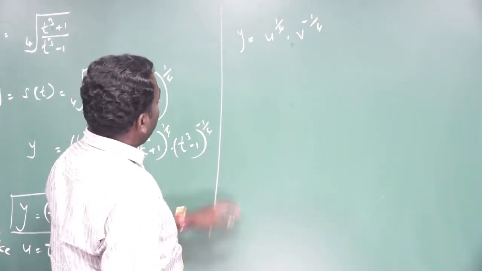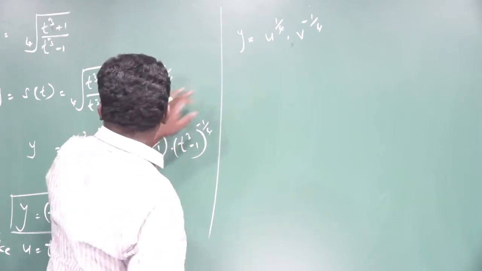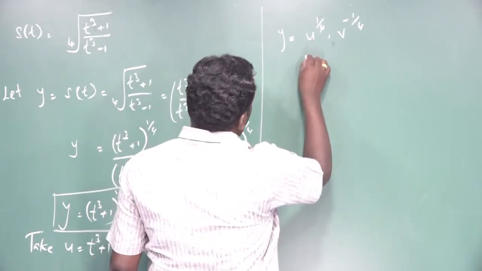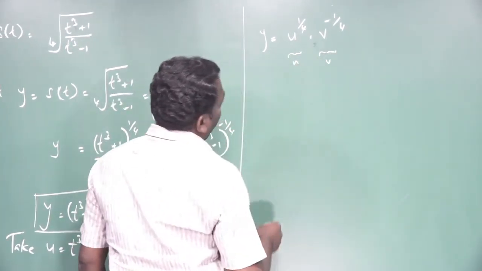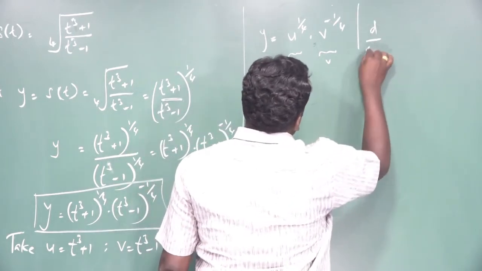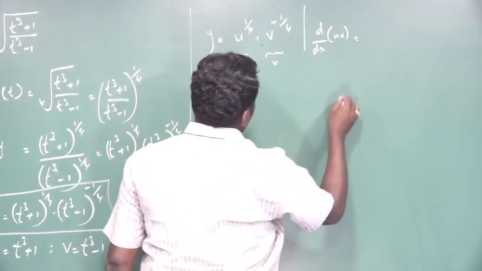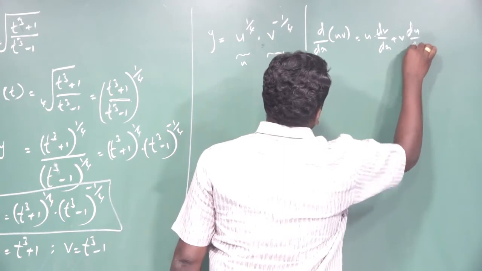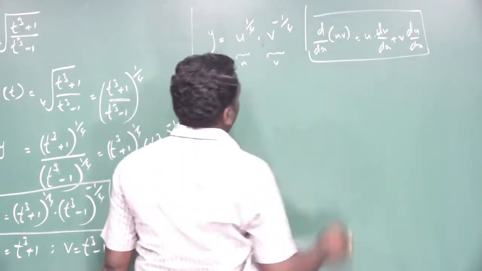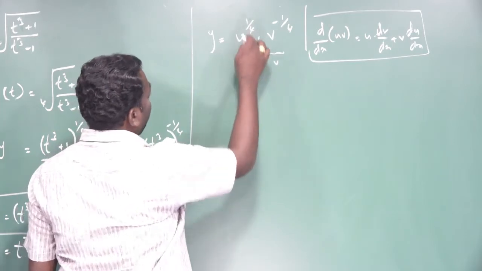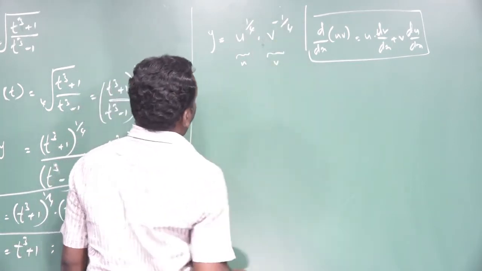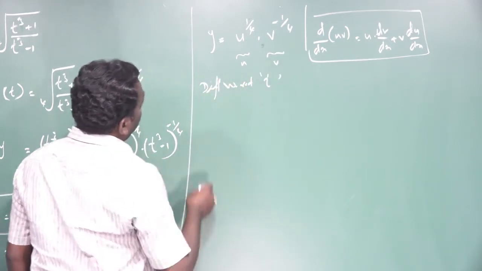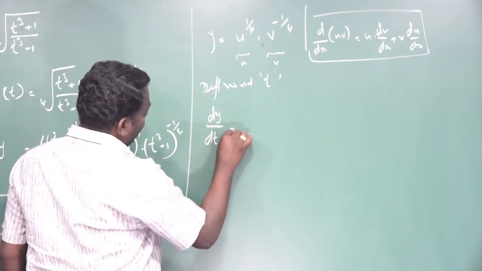Now this is the differentiation of the y function, where y is a function of t, and therefore we apply the chain rule. Applying the product rule, we know that d/dx of (u into v) is equal to u into dv/dx plus v into du/dx. Apply this here, where u is u^(1/4) and v is v^(-1/4). Now differentiating with respect to t, dy/dt is the left hand side.